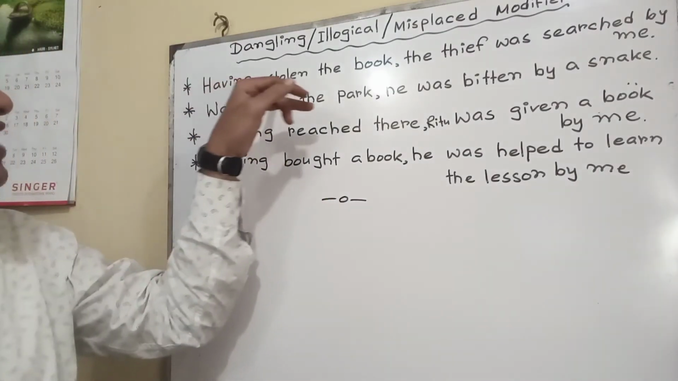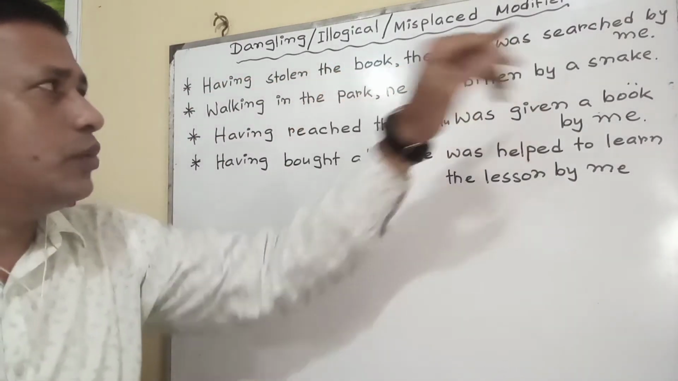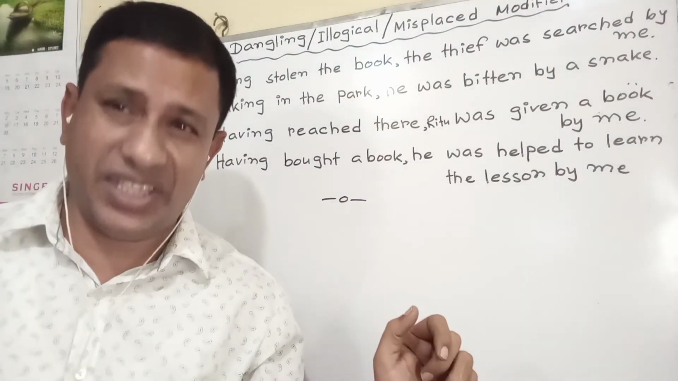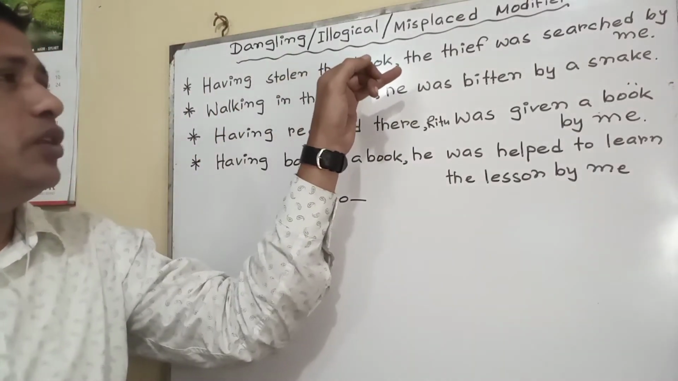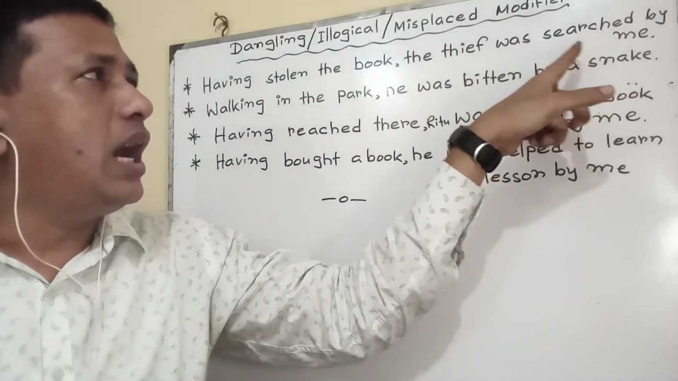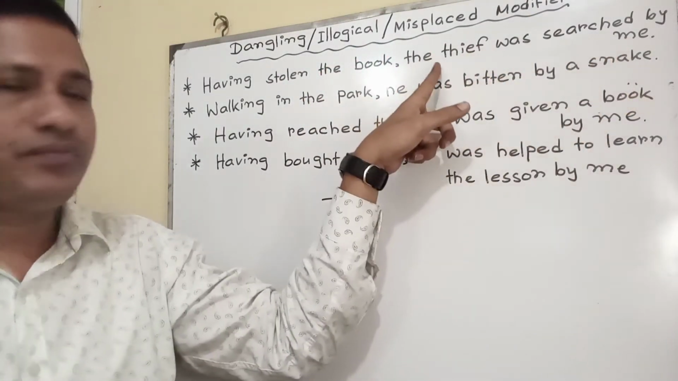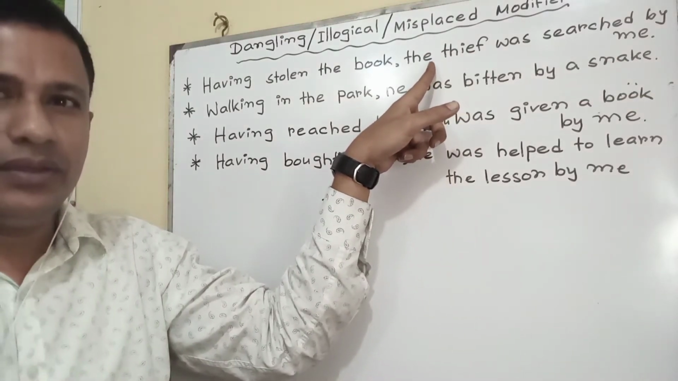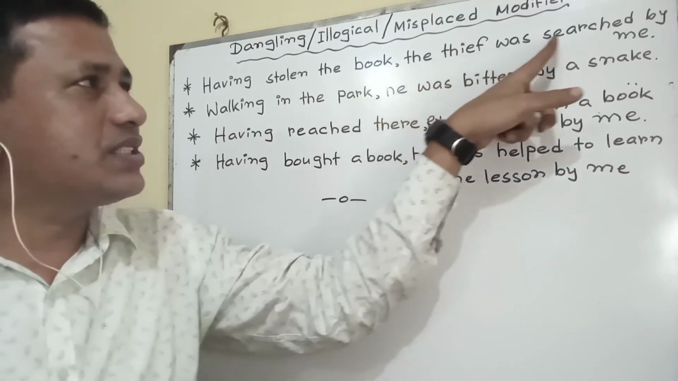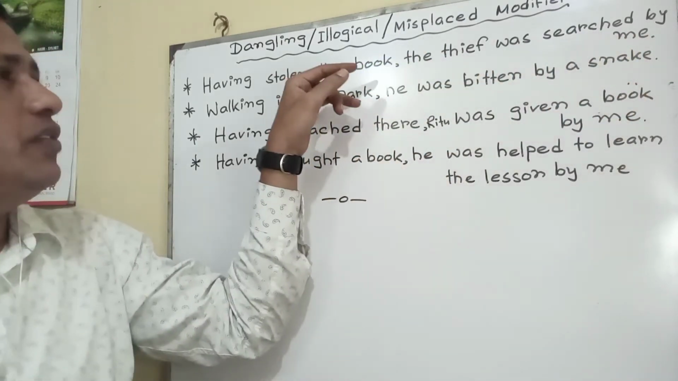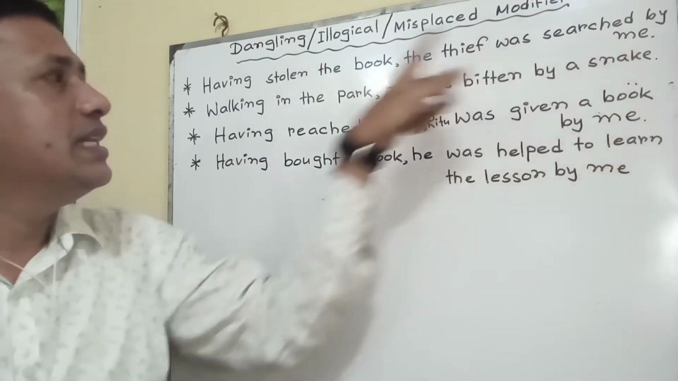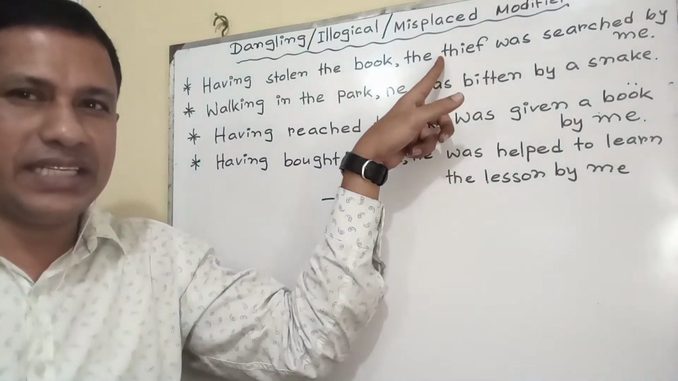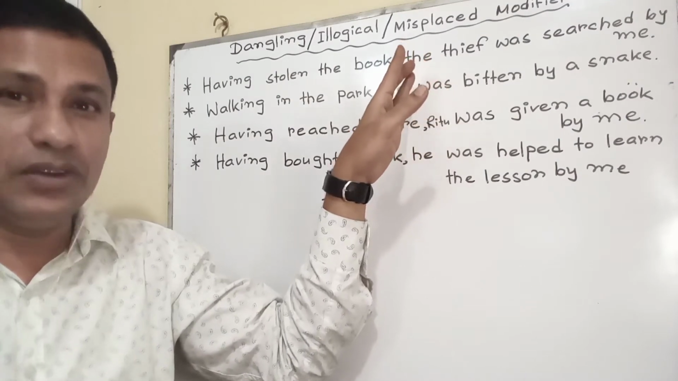Such as, having stolen the book, the sentence should be I searched for the thief. Having stolen the book, this modifier should modify or qualify I. But if I write the word I here, the thief was searched by me, which means this modifier is not modifying or qualifying me, rather it is qualifying the thief. So you can understand misplaced or illogical.